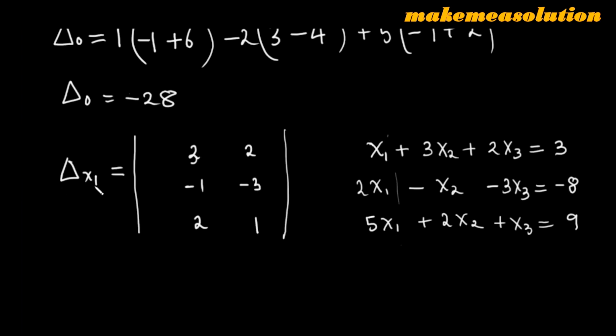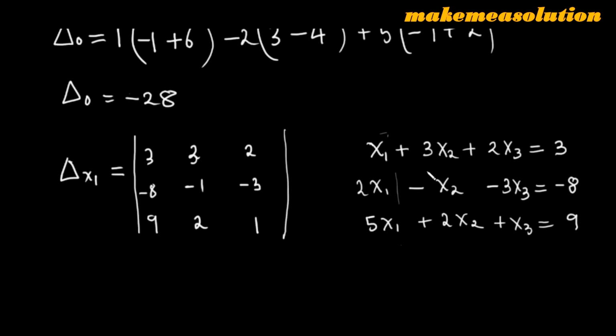So to find delta x1, all you just need to do is to replace the coefficients of x1 with the constant term here. So you have what? 3 minus 8 and 9. So this is how to find the matrix delta x1, and that is how you subsequently find your delta x2 and delta x3.